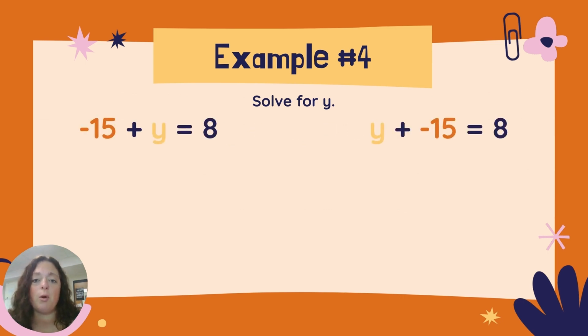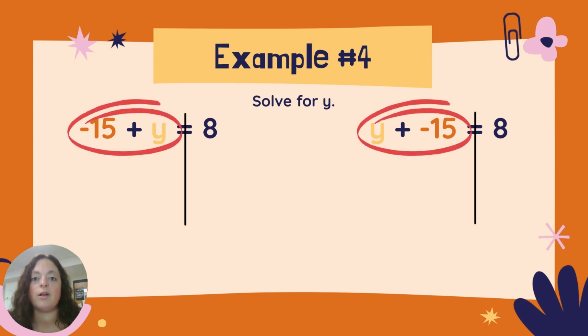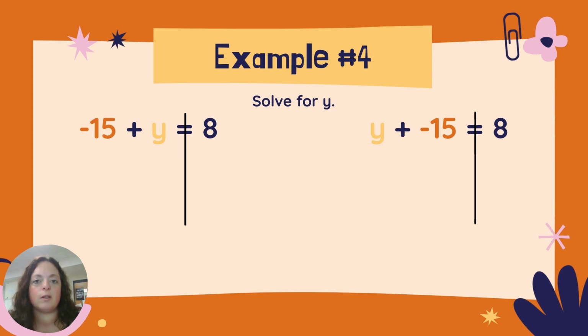We're going to look at how to solve it both ways. So you know that you can do it either way. You can switch it or you can leave it. Start by drawing your line down the middle of the equal signs and then figure out which side the variable is on so that you know where to focus your attention. There it is on the left side. So we have to figure out how to get y all by itself. The only thing with it is a minus 15. So we have to get rid of that negative 15.